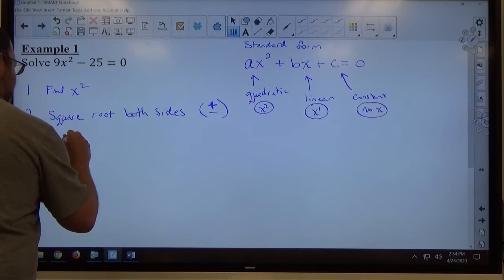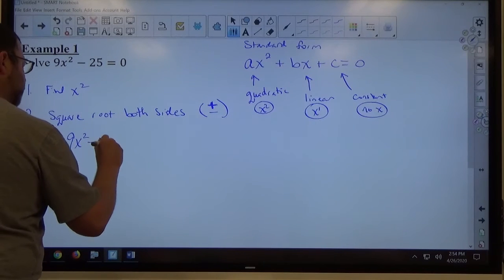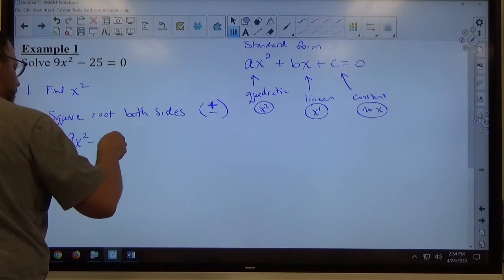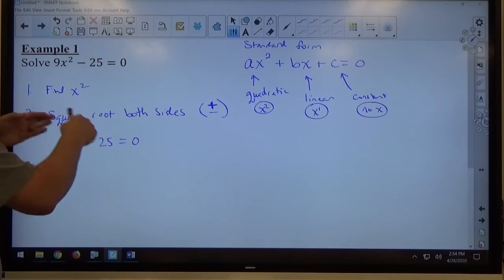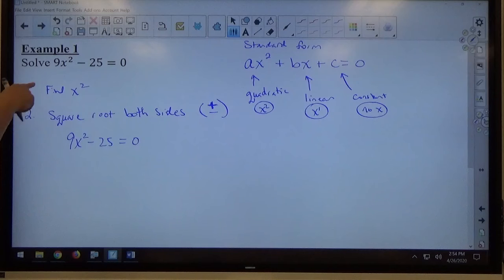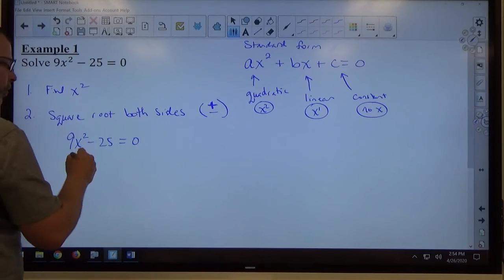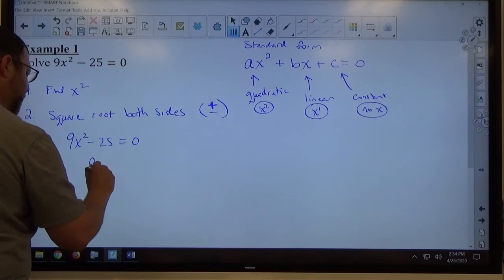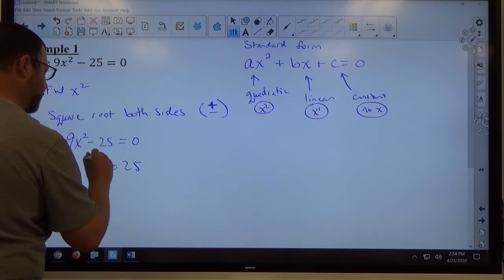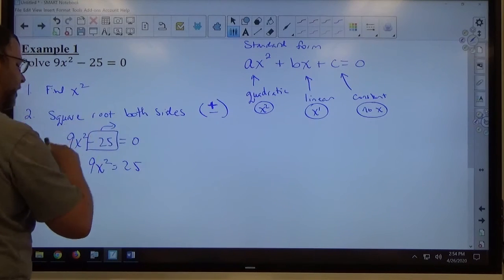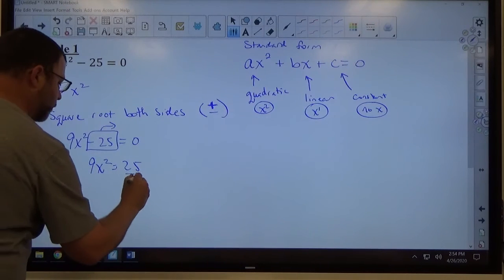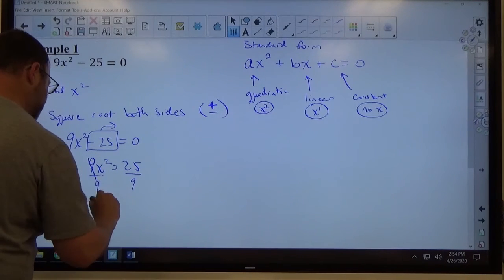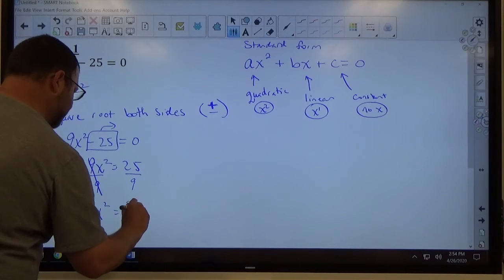So if I've got 9x squared minus 25 equals 0. So again, if this is my paper, this is what my paper is going to look like right here. Step 1, write the problem down in standard form out of your book. Step 2, find x squared. That's a two-step process here. I'm going to get 9x squared equals 25 by moving the negative 25 over to the right-hand side. The sign changes to positive. Then, to find x squared, divide both sides by 9. So x squared is equal to 25 over 9.